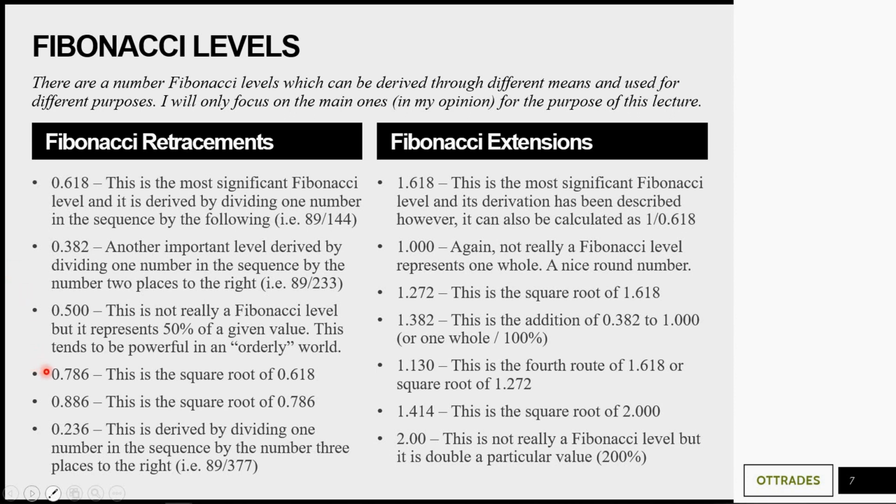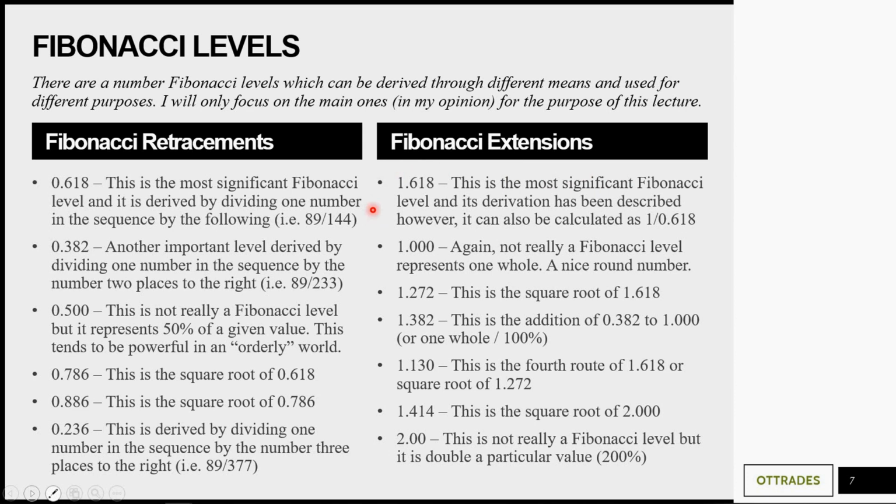We've got the 0.786 and the 0.886 level. They're square roots of 0.618 and 0.786. And then the 0.236 level. I personally don't use this level, but it's there, I thought I'd throw it in. It's derived by dividing one number in the sequence by the number 3 places to the right. So similar to the 0.382, but another place to the right.